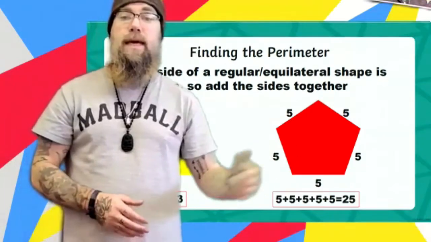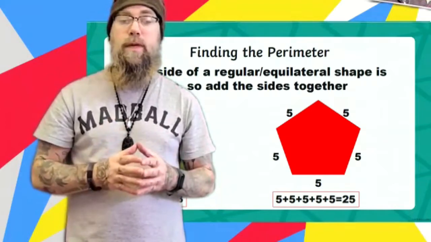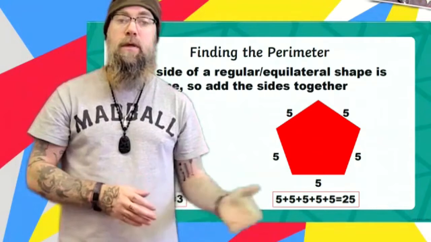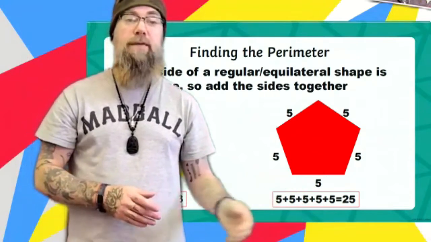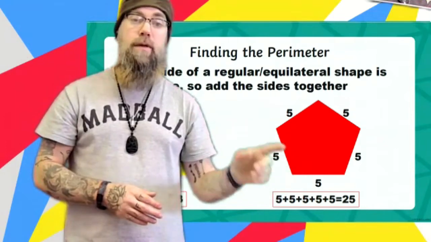So in this case, we have a pentagon. Each of the sides measures 5, so we know it's a regular or equilateral shape. All we simply need to do is add those sides together. 5 plus 5 plus 5 plus 5 plus 5. That's going to give us a total of 25. That's the perimeter around this pentagon.